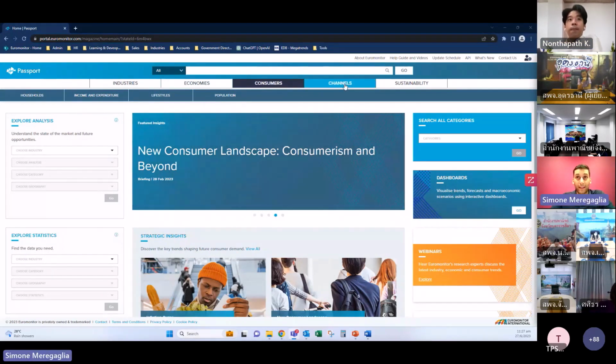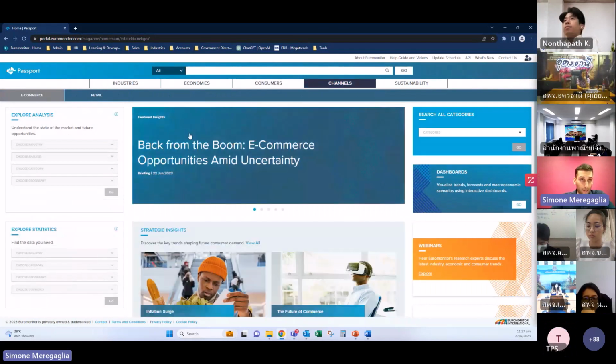Okay, and then finally we have channels, which is retail, that TPSO subscribes to and enables you to understand where and how consumers shop, both online and offline.